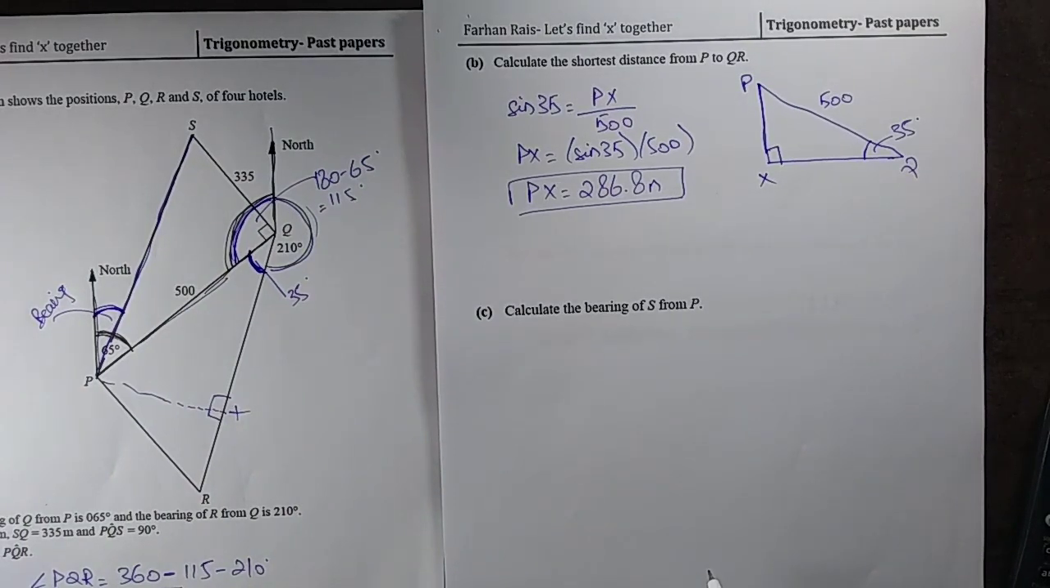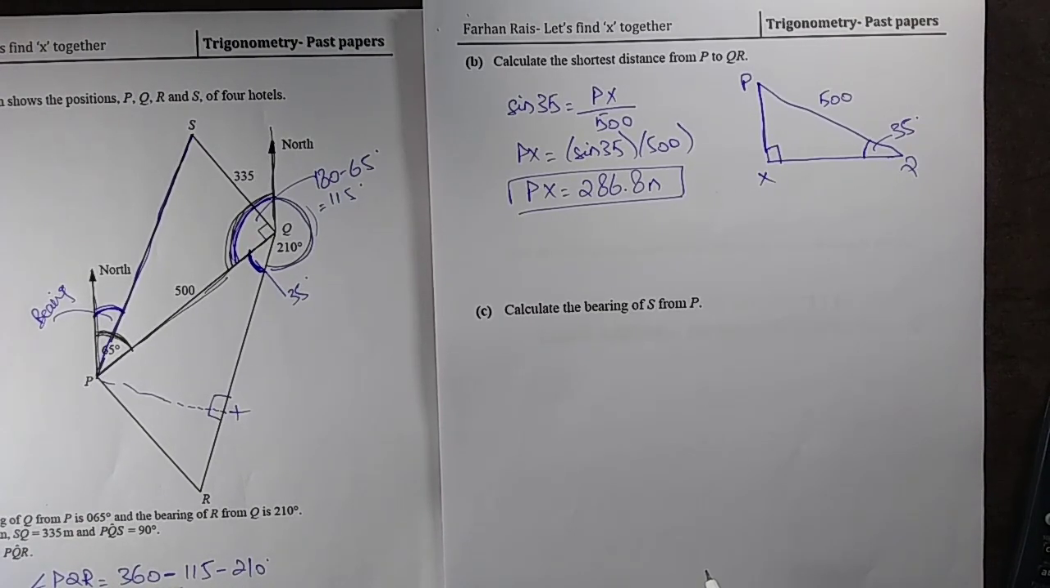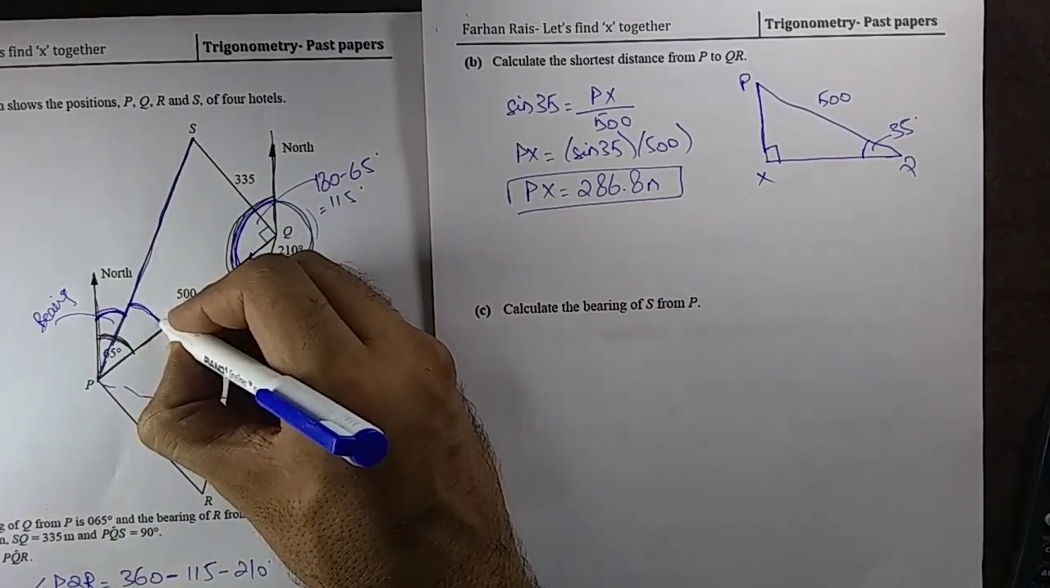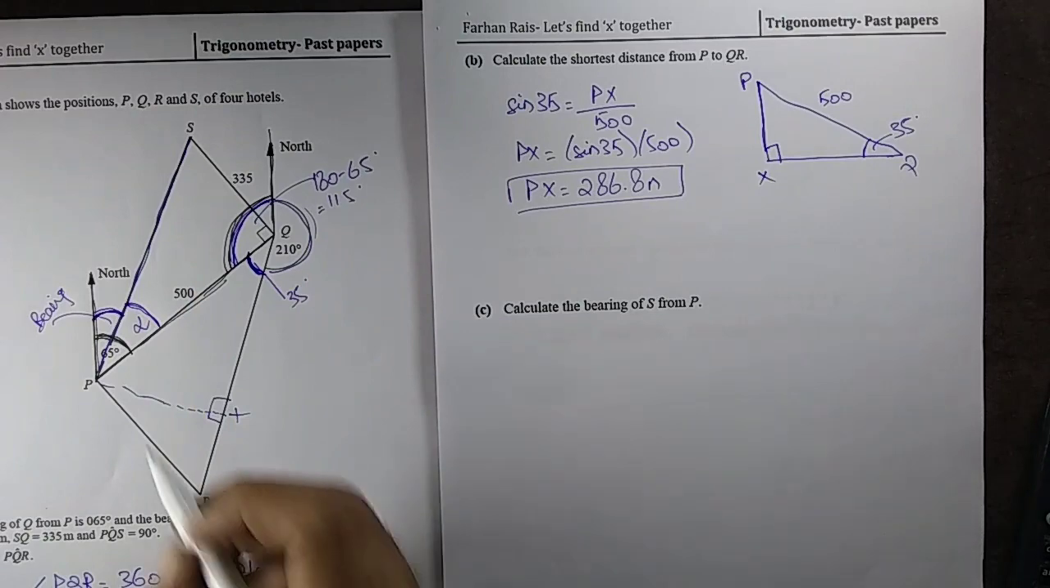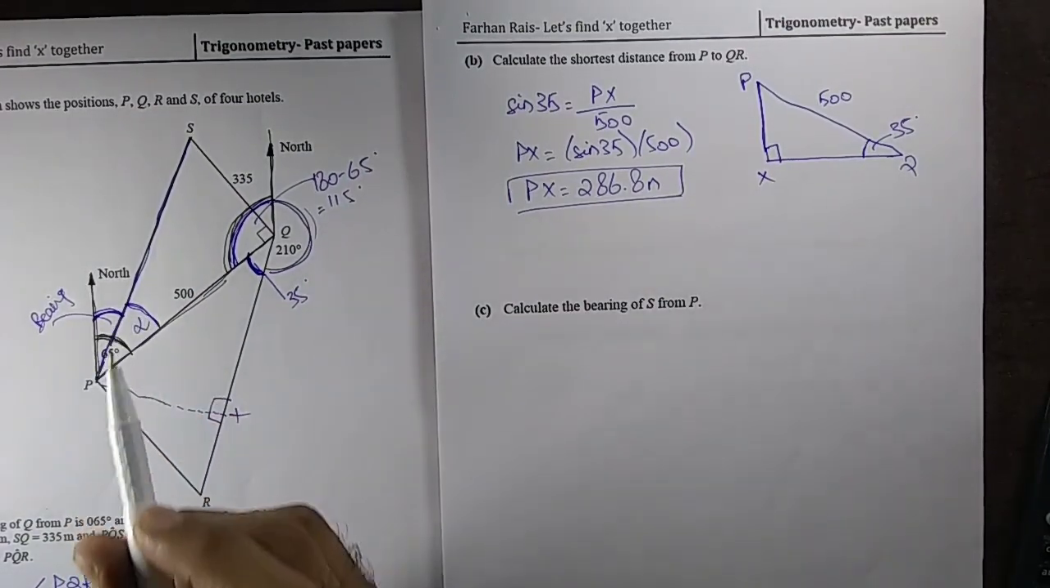Right? Now, this angle or the bearing that needs to be found is not a part of any right angle, not a part of any triangle. So to find this bearing, first we need to find this angle. Let it be alpha. So subtracting alpha from 65 would give us the required bearing.